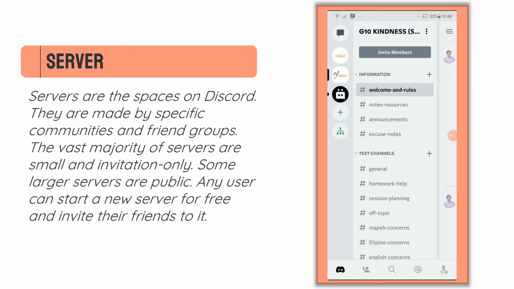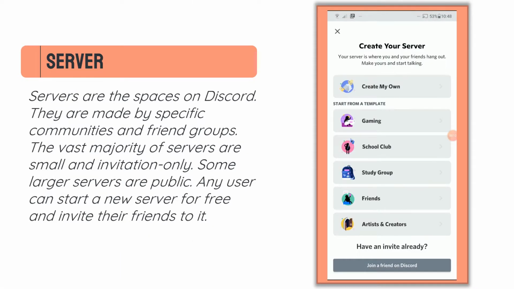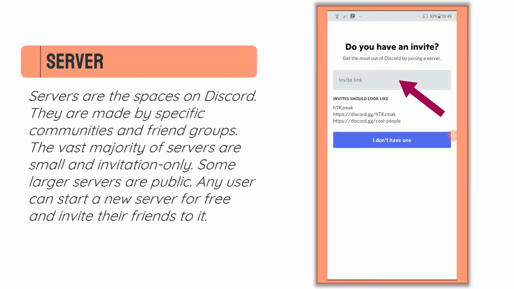You can also create your own server or join in one of the community servers. All you have to do is to click the plus icon on the left side and add server. If you click Join a friend on Discord, you must have the invite. You can click or paste the link that was sent to you.